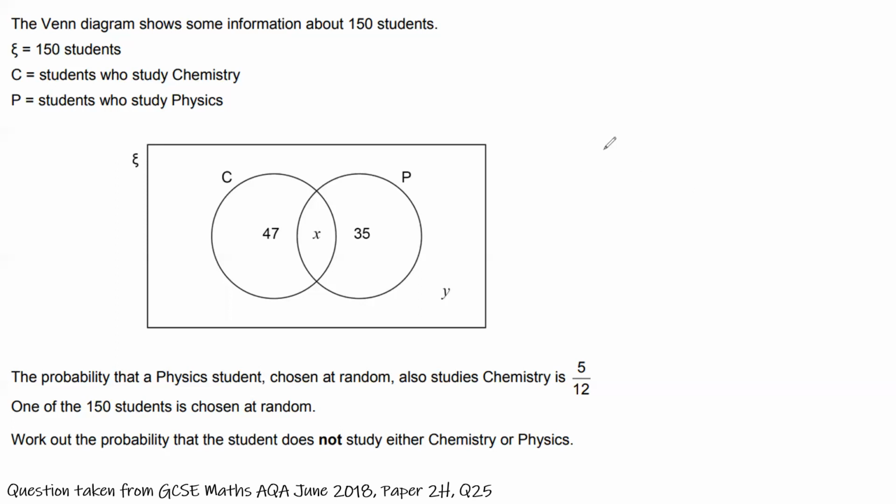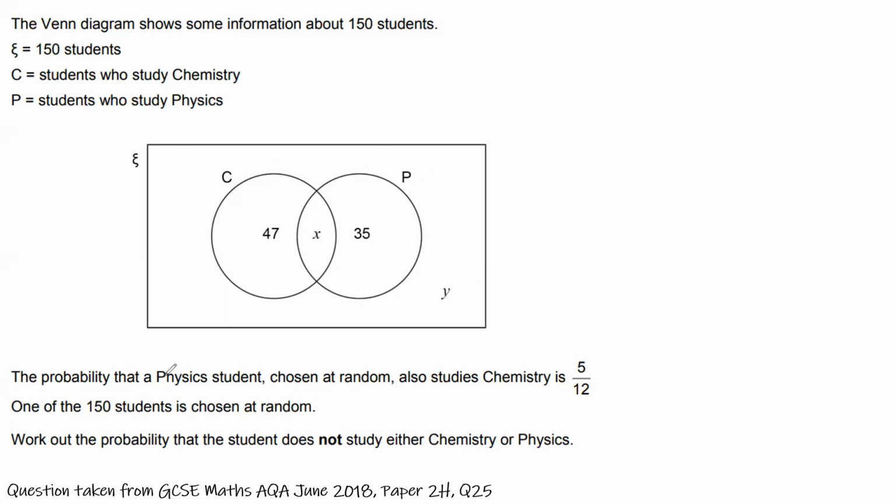So we've got a Venn diagram that shows information about 150 students. So we know that the total number of students in this Venn diagram is 150. Then we've got C represents students who study chemistry. P represents students who study physics. And obviously we've got this overlap of a number of students in the middle. And then we've got some students who don't study chemistry or physics.